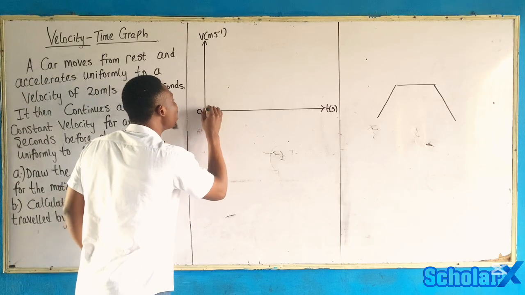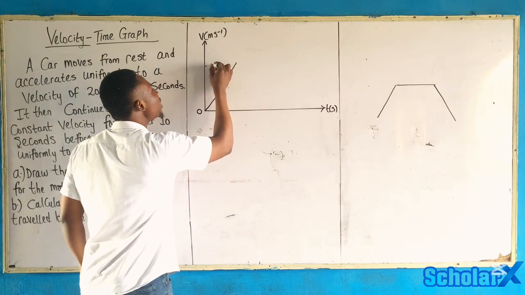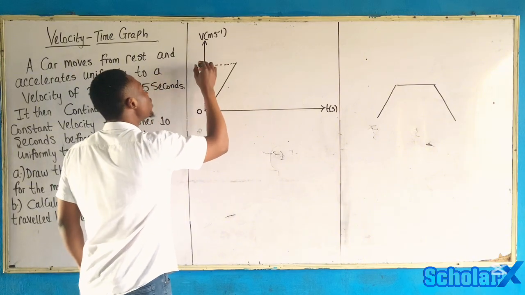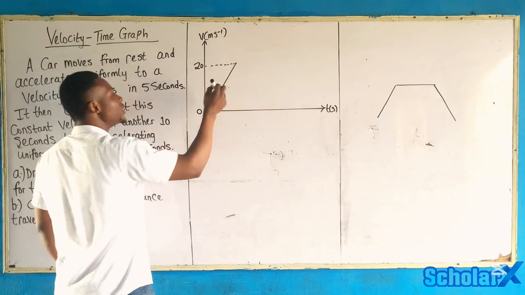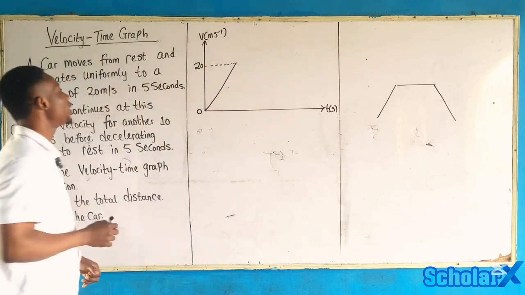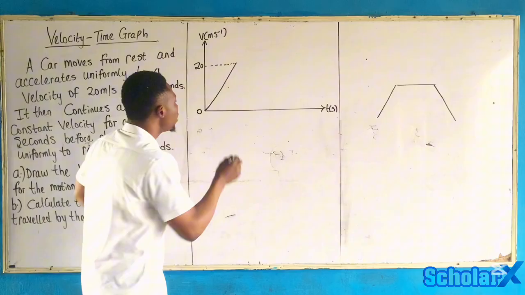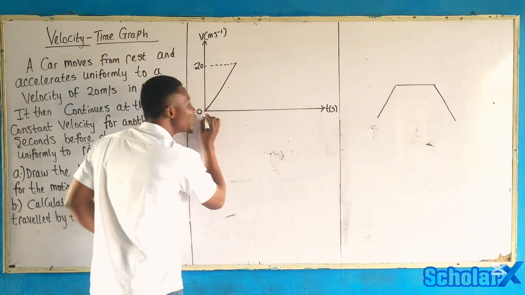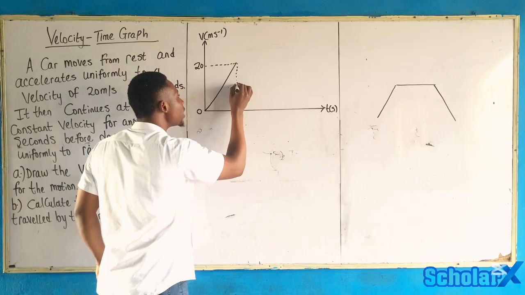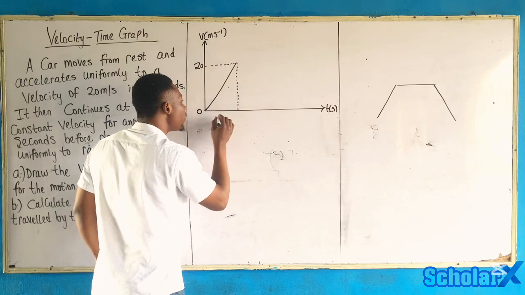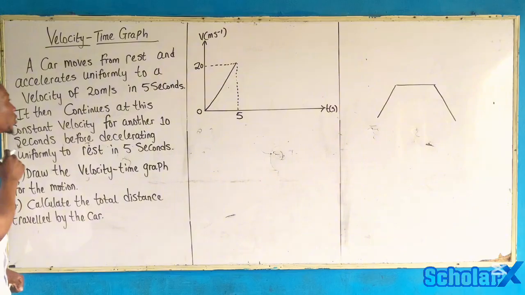So it accelerates uniformly to what? A velocity of what? 20 meters per second. So this is 20. All right, this is 20. So it accelerates uniformly at a rate of 20 meters per second in 5 seconds. In 5 seconds, meaning, don't forget this is the time axis. So in 5 seconds, let's take this down. In 5 seconds, so this is going to be 5. All right, in 5 seconds.